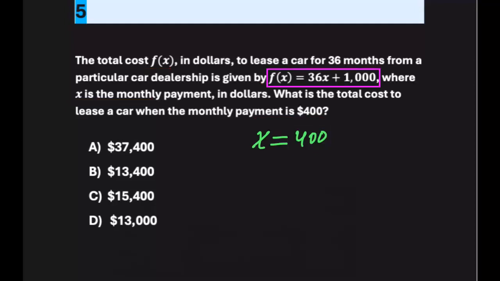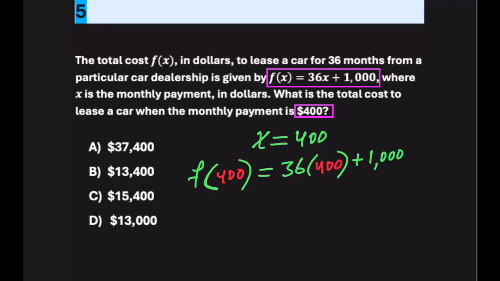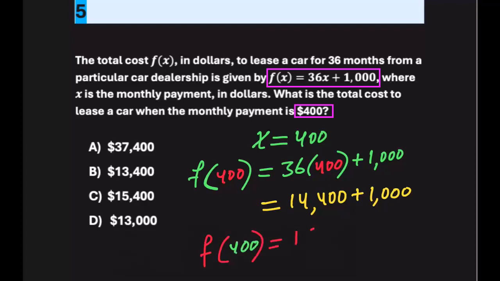So let's write down the equation. We have f of x, and the value of x is 400, so f of 400 is equal to 36 times the value of x, which is 400, plus 1000. And 36 times 400 is 14,400 plus 1000. And f of 400 is equal to 15,400. And the answer is right here.